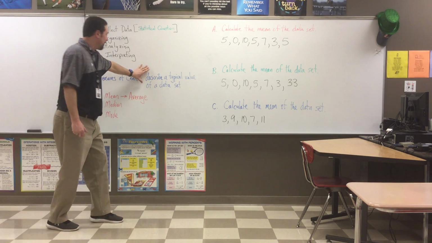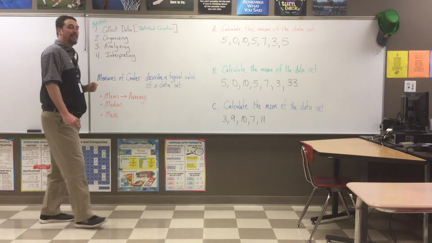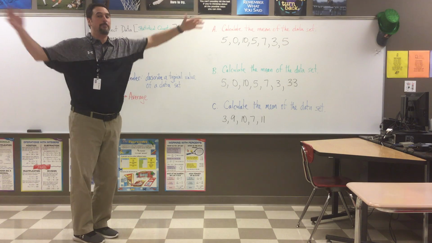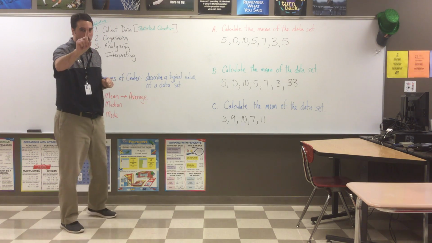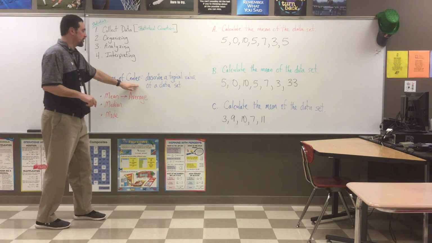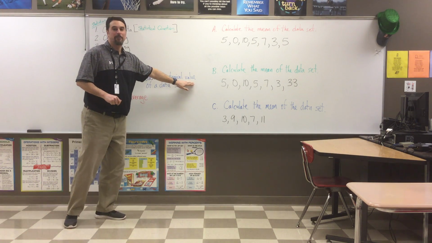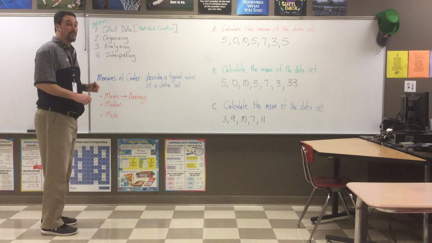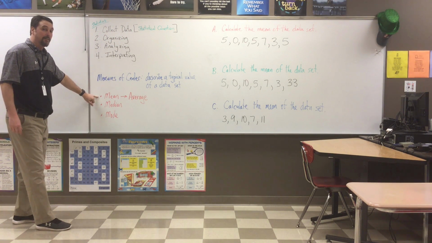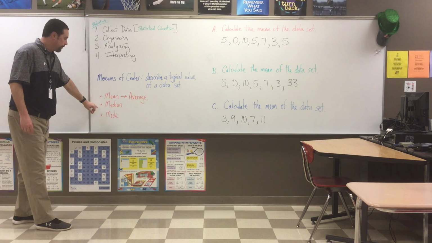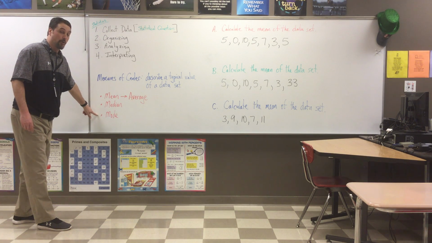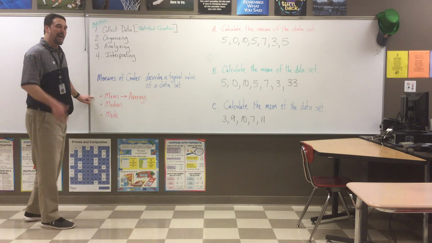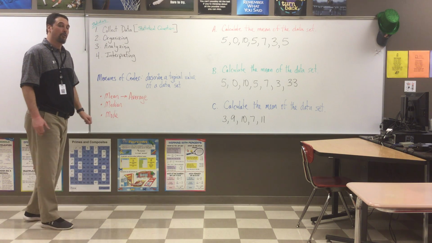Now, at times in our organization and analysis process, steps 2 and 3, we want to be able to describe all those numbers with just one number. That's why it's called a measure of center. It describes a typical value out of all the numbers of data that we collect. Now, there are 3 ways to do this. One is the mean, one is called the median, and one is called the mode. What I want to do is focus in on the mean right now. We'll talk about the median and the mode later on.